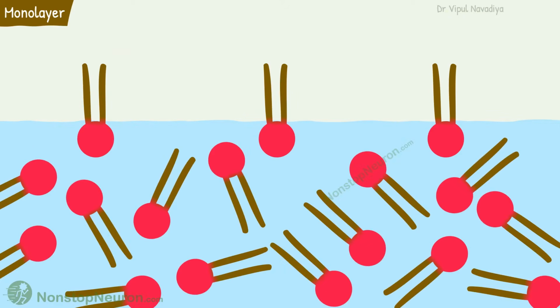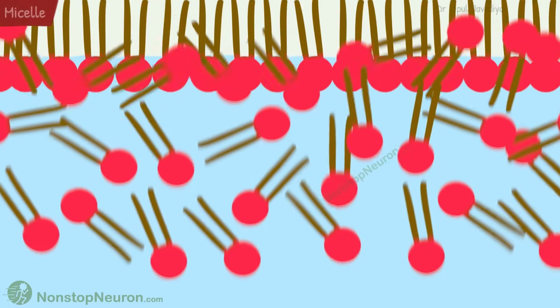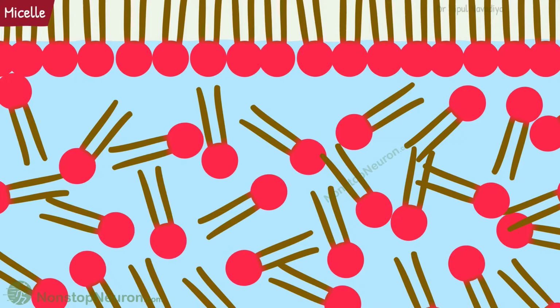Adding more molecules will result in the same thing till the entire surface is occupied. At this point, there is no space available on the surface. Now, if we add more molecules, they have to stay in the bulk of water. The phosphate group has no problem with this, but the fatty acid chain cannot accept this. It doesn't want to stay in contact with water.